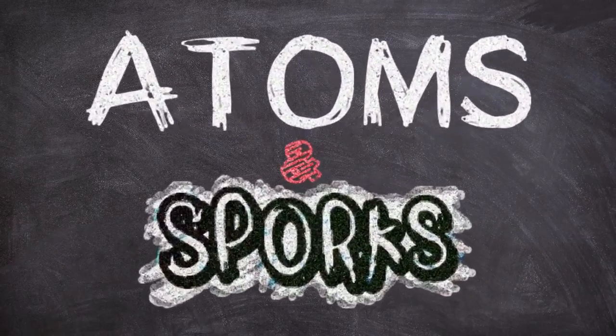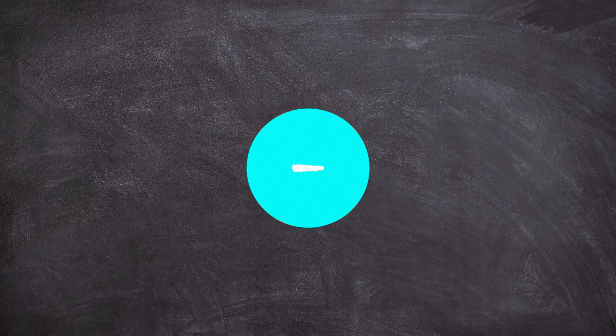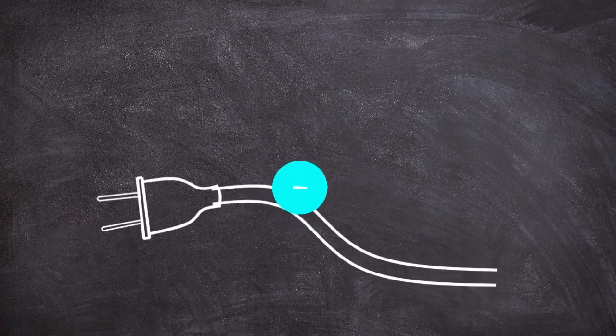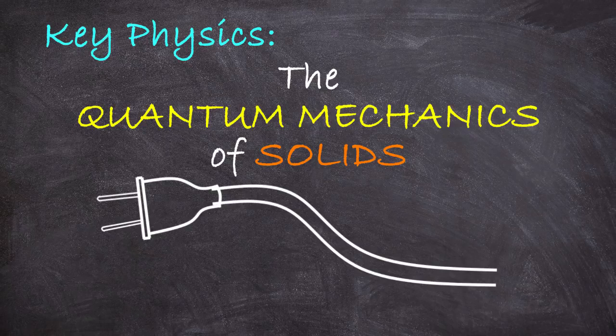Hello everyone, welcome to Atoms and Sporks, and in this video I want to talk about what electrons are actually doing in something like an electrical wire. And along the way we'll learn that in order to understand such a simple, everyday thing, we're going to have to take a surprisingly deep dive into the world of quantum physics.